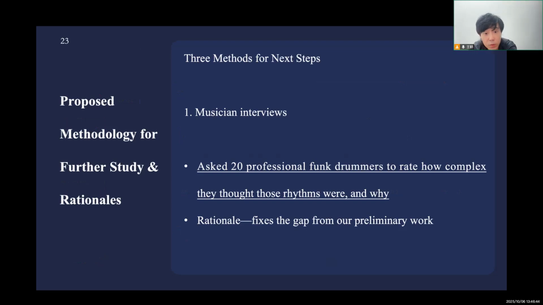For our next step, we will use methods each with a clear rationale. Musician interviews: we ask 20 professional funk drummers to rate how complex they thought those rhythms were and why. For musician surveys, we made a short survey with questions like how complex is this rhythm and what makes it complex. We sent it to funk drummers on music forums and in local bands, and 20 gave detailed answers.